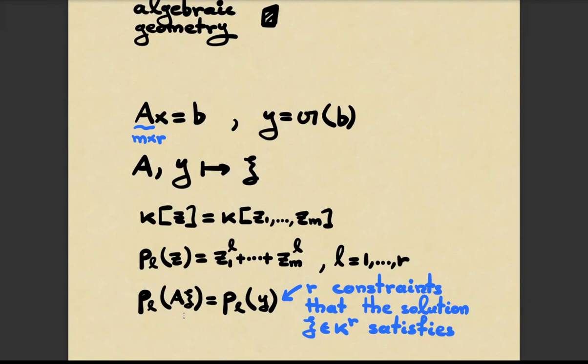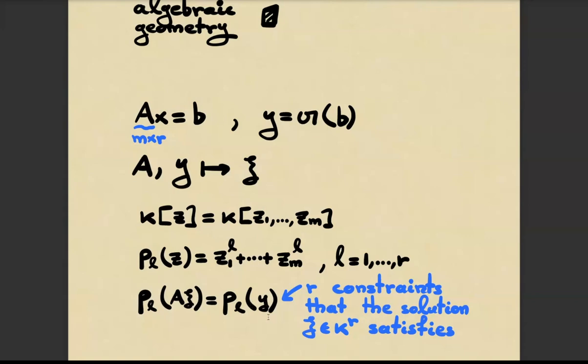Because the vector xi is equal to the vector y up to a permutation, they're not equal, but up to a permutation, they're equal. If I take the sum of the entries of A times xi, this will be equal to the sum of the entries of y. This is the equality for L equals 1. Now I can take the sum of the squares of the entries of A times xi, and this will be equal to the sum of the squares of the entries of y.